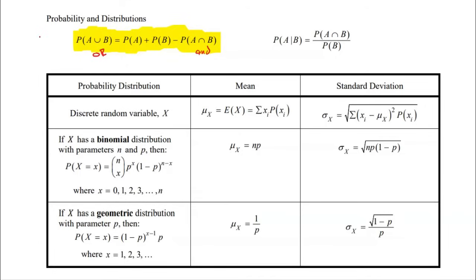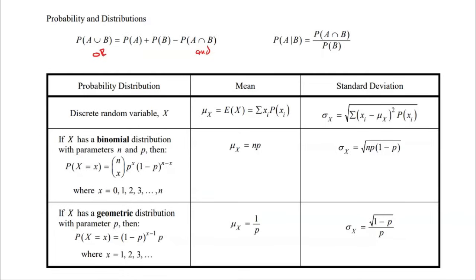Now, another useful tool with this formula is if you know that A and B are mutually exclusive, that means they cannot occur at the same time. That immediately makes this back part a big, beautiful 0, because if they're mutually exclusive, that means there's no overlap. So A and B is equal to 0.